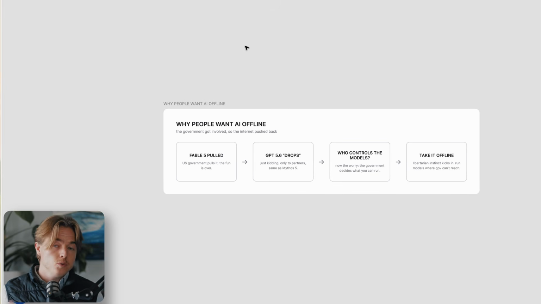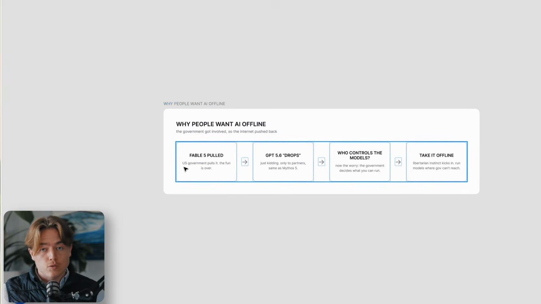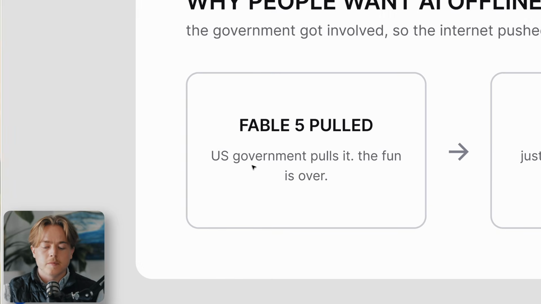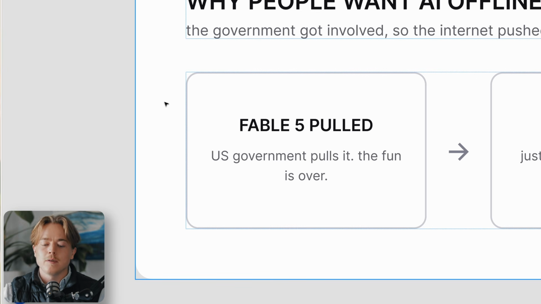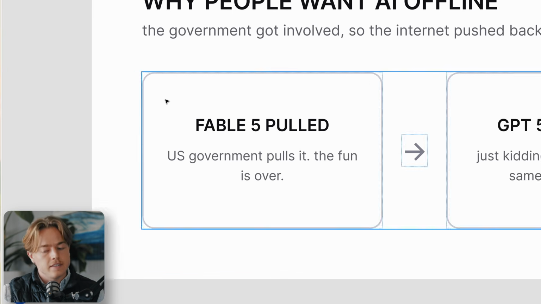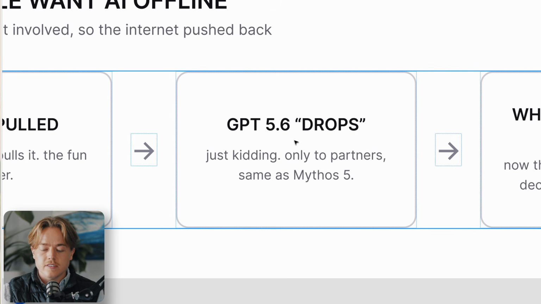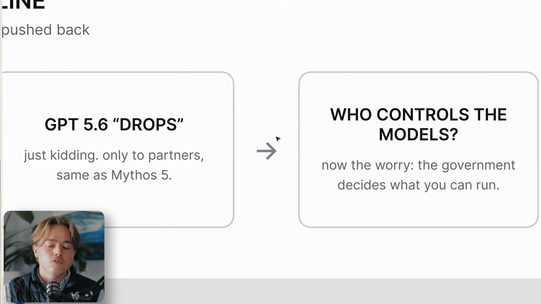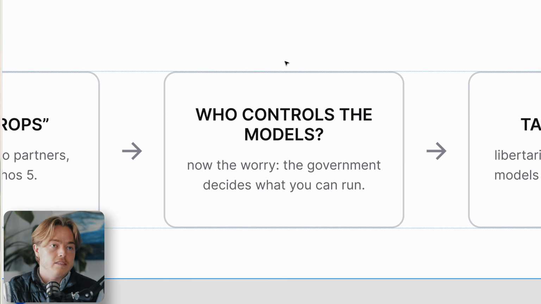As I mentioned, the two big reasons why everyone is talking about this right now is, first of all, the US government killed all the fun by pulling Claude Fable 5. We could use it for a few days and then it's gone. Then ChatGPT 5.6 drops, except, just kidding, not really, because you can't actually access it. It is only available to specific partners like the government, the same as with Mythos 5. So now everyone's thinking, okay, the government is really putting a heavy hand on regulating AI models. So who really is controlling these? Like, am I going to be able to access the models that I want?